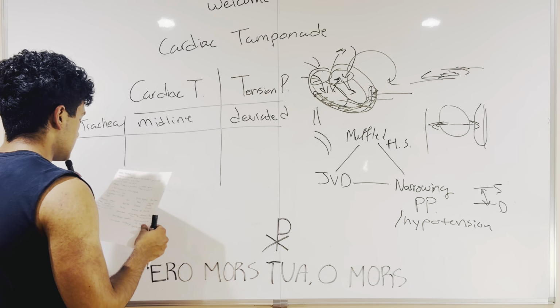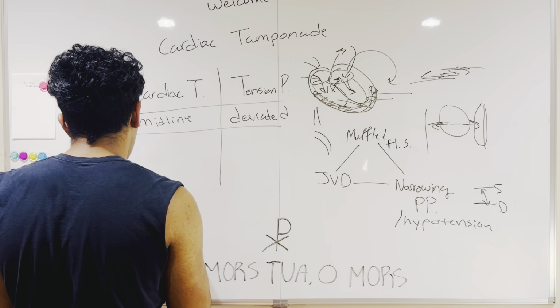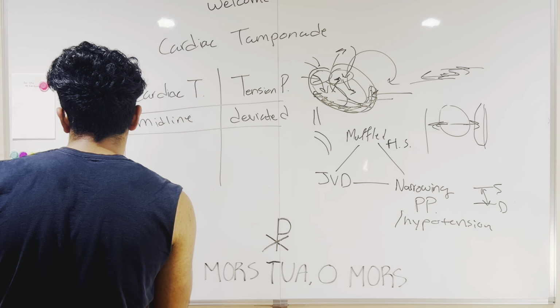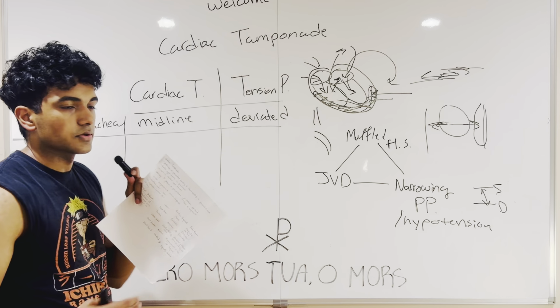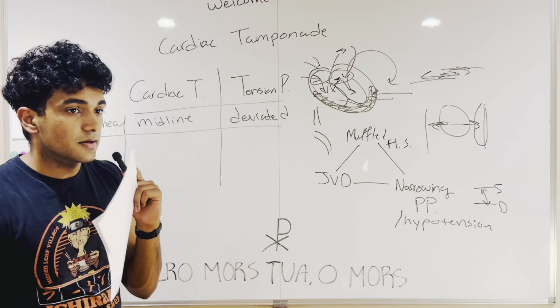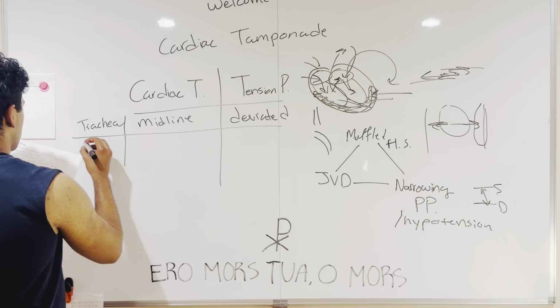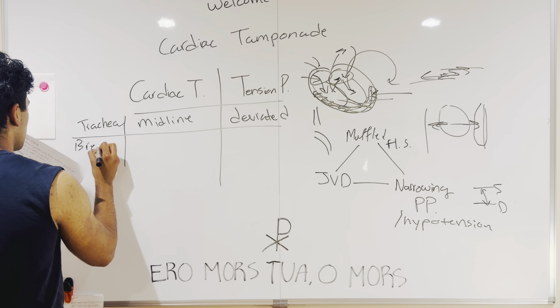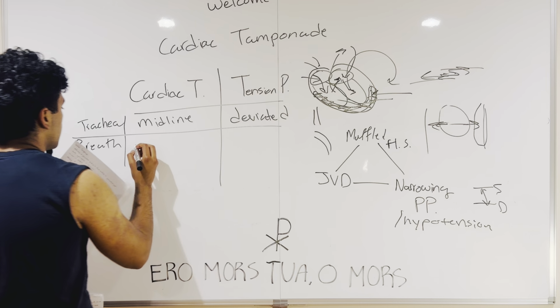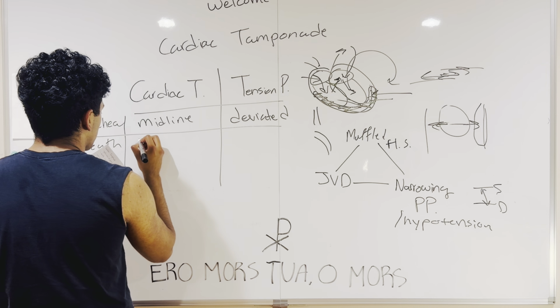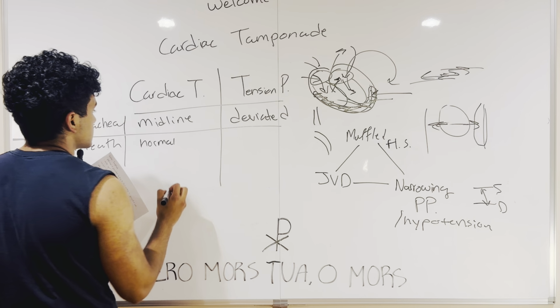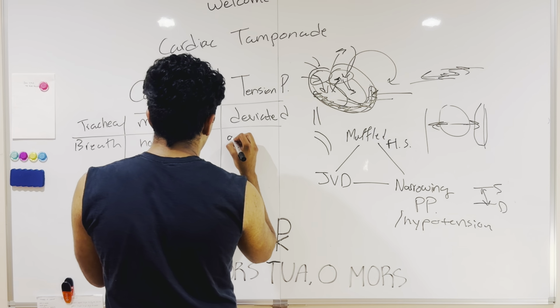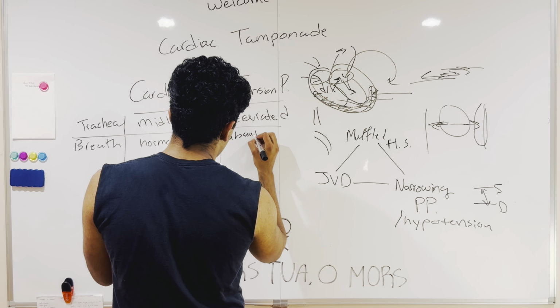And the second big difference is going to be breath sounds. So cardiac tamponade, again, has nothing to do with the lungs too much. So your breath sounds are going to be okay. They're probably going to be a little bit faster, but they're probably going to be normal sounding. But in tension pneumo, they're going to be absent or decreased.